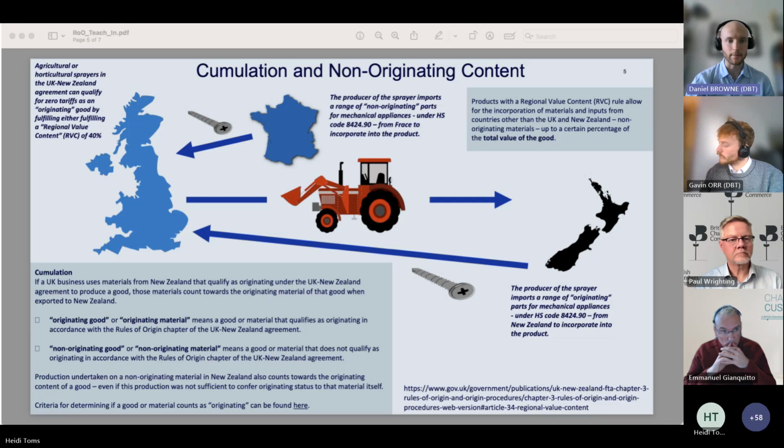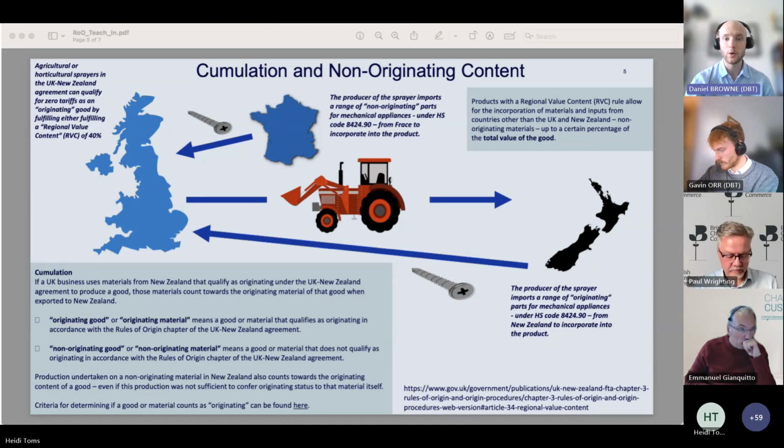So basically, what does that mean? So the producer of the sprayer can import a range of things from New Zealand and count them as originating in their exports back to New Zealand. You can look at that screw there on the slides that can be found as HS code 842490, parts, and those will count as originating when plugged into this sprayer. It will count towards the RVC when you're using that rule to claim preference.